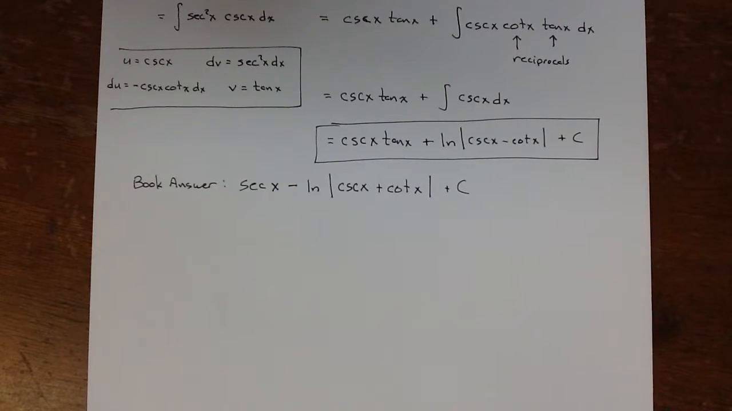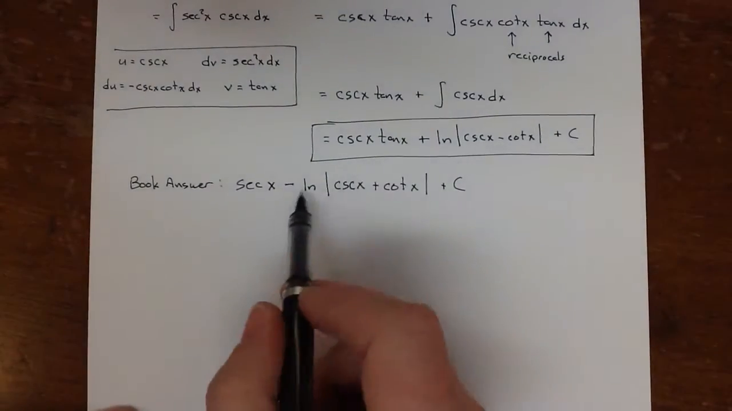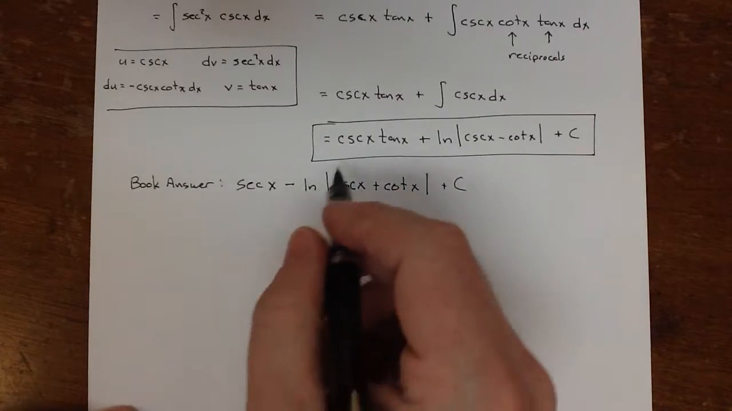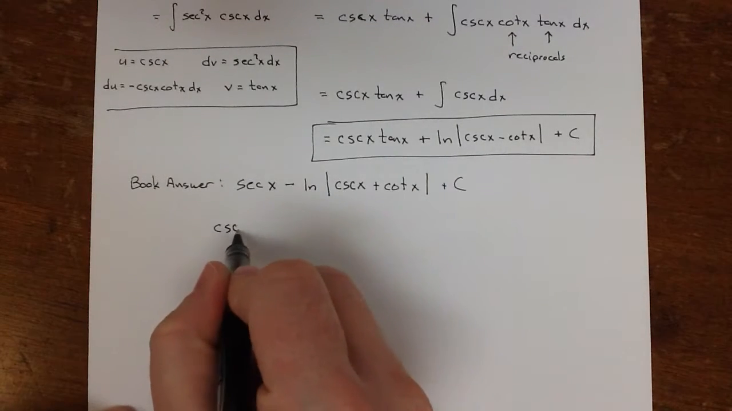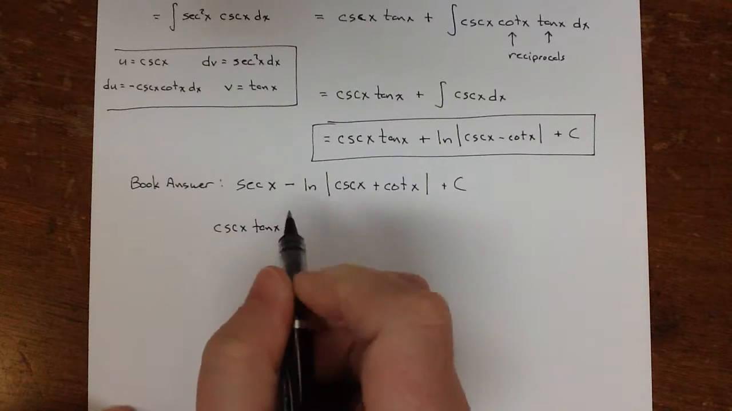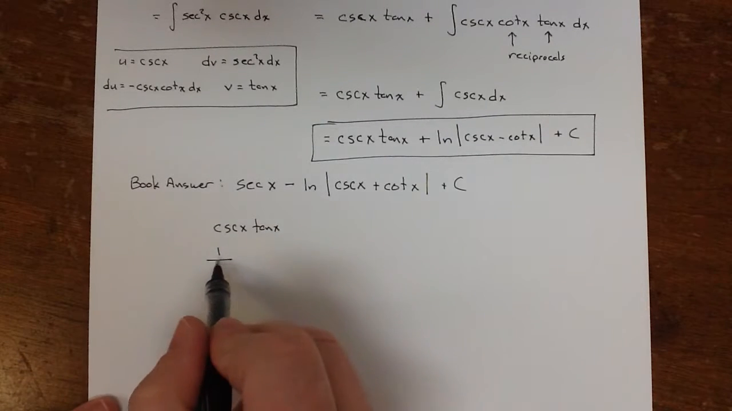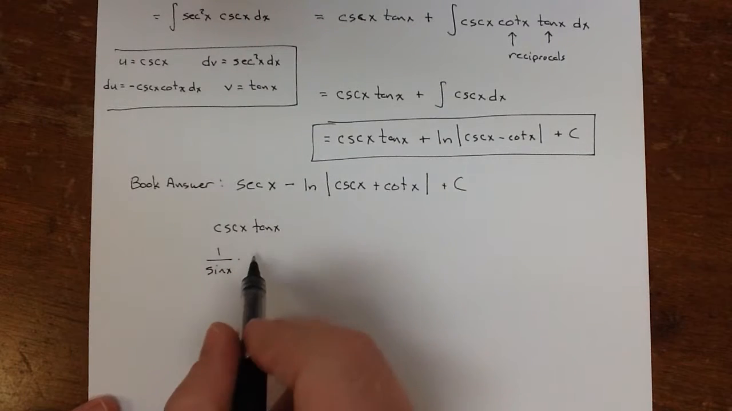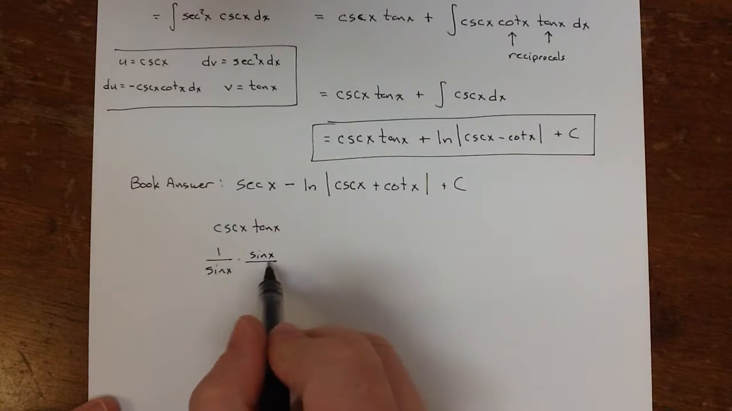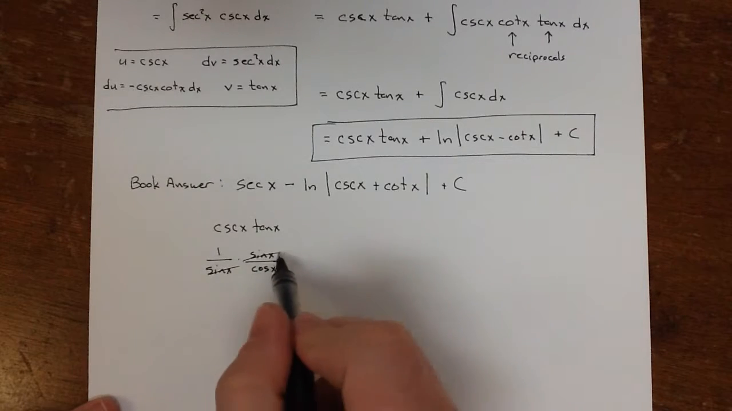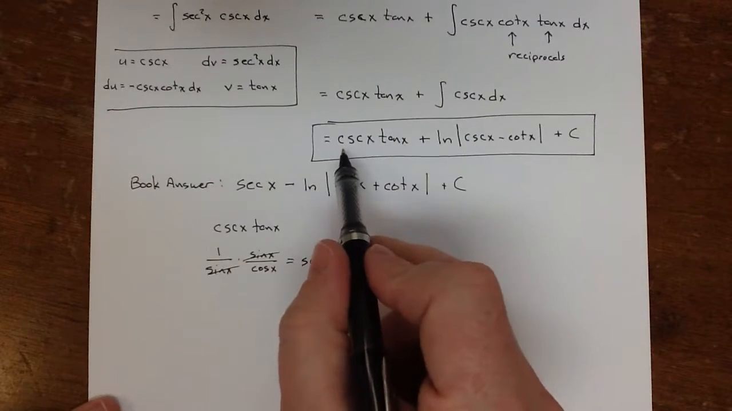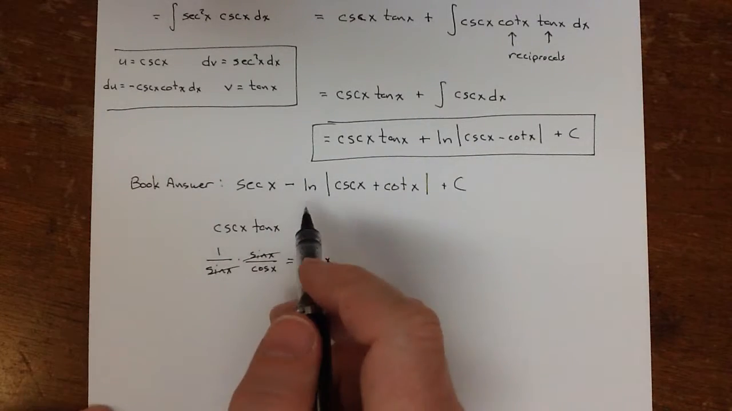So we need to look at this and see if we can figure out how these two things are equivalent to each other. So we've got two parts to look at. The secant and cosecant tan are the same. You can see that because cosecant x tan x, if you write that out, cosecant is 1 over sine, and tangent is sine over cosine. So those cancel off, and it just leaves us with 1 over cosine, which is secant x. So this part and this part are equivalent.